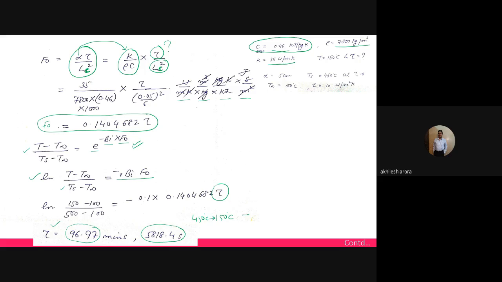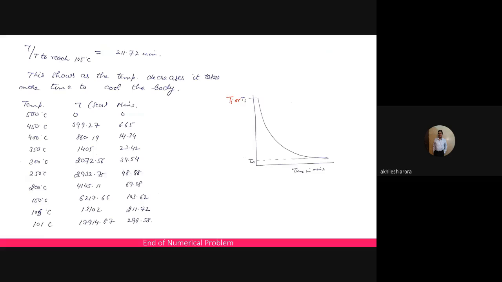So it means for the body to reach a temperature of 150 degrees Celsius from 450 degrees Celsius, the time required will be equal to 96.97 minutes. So it's a large time, nearly 1.5 hours. And if I want to reach a temperature of 105 degrees Celsius, I have just calculated it so that I can give you some more explanation of it.